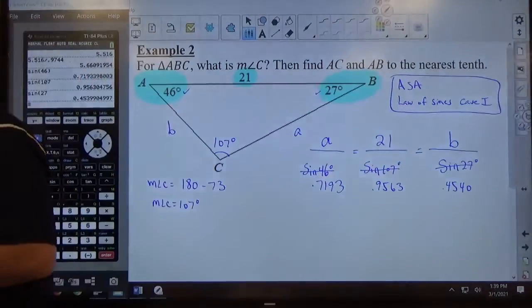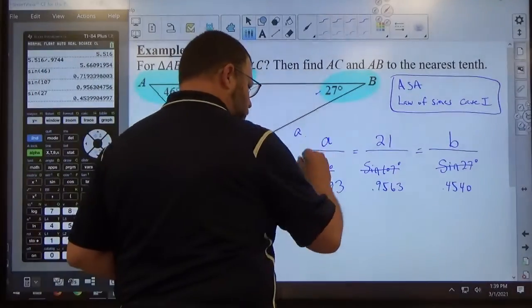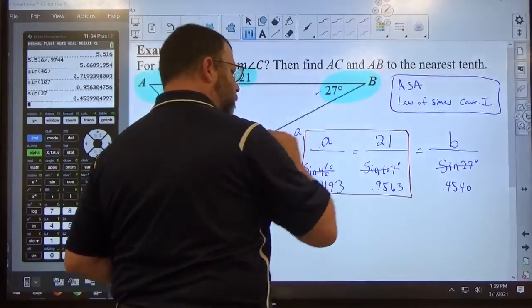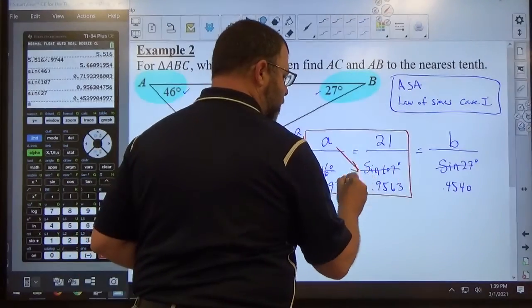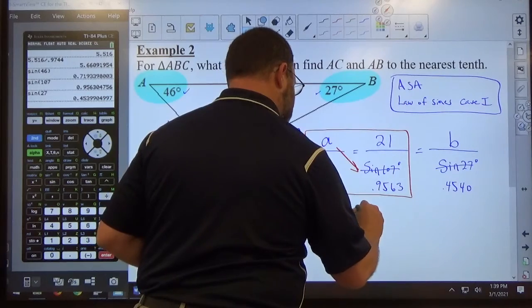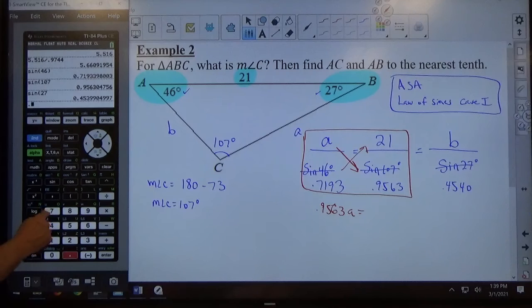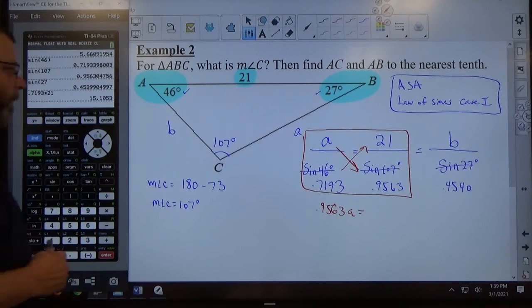All right. Now I'm going to cross multiply. So this proportion, we'll figure out what A is. 0.9563 A is equal to 0.7193 times 21. 0.7193 times 21 is 15.1053.